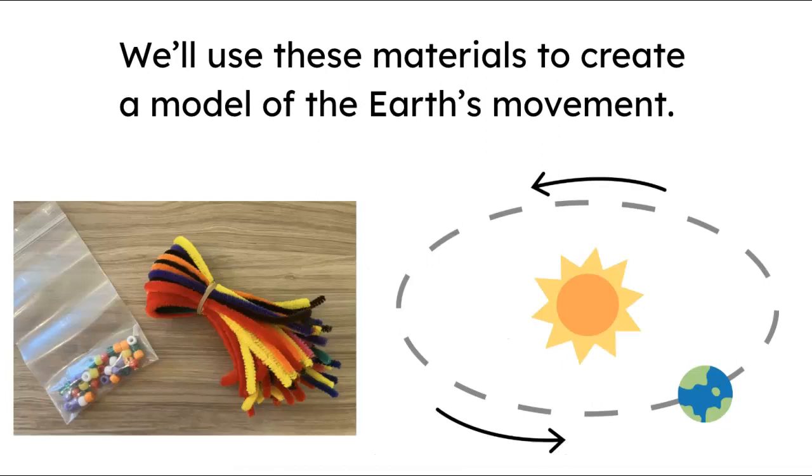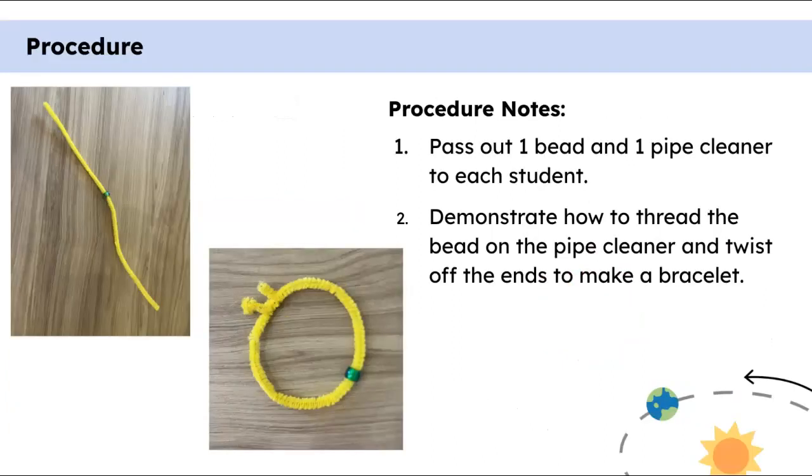For the Evaluate portion, you'll pass out 1 bead and 1 pipe cleaner from the kit to each student. You'll demonstrate how to thread the bead on the pipe cleaner and twist off the ends to make a bracelet. See the teacher tutorial slides for detailed instructions for this activity.